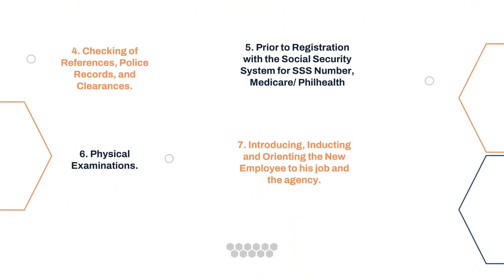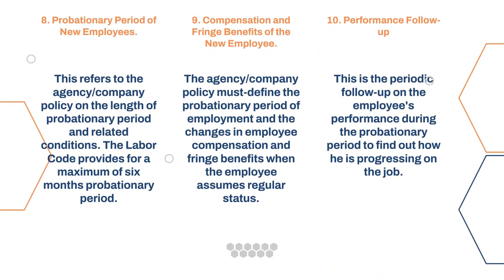Number 4, checking of references, police records, and clearances. Number 5, prior registrations with the Social Security System for the SSS number, and Medicare or PhilHealth. Number 6, physical examinations. Number 7, introducing, inducting, and orienting the new employee to his job in the agency. Number 8, probationary period of new employees.